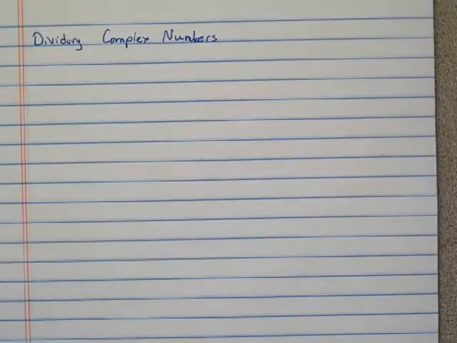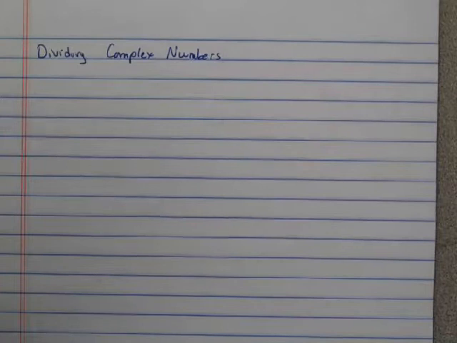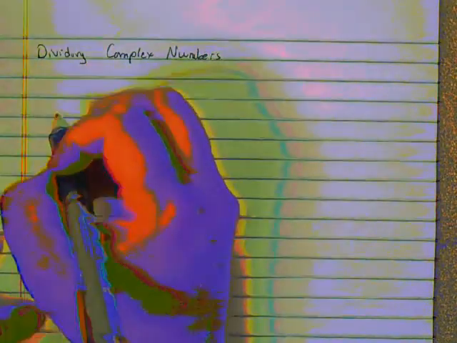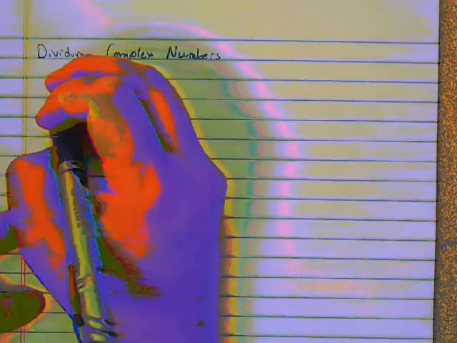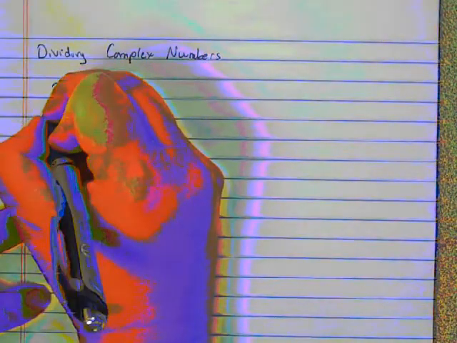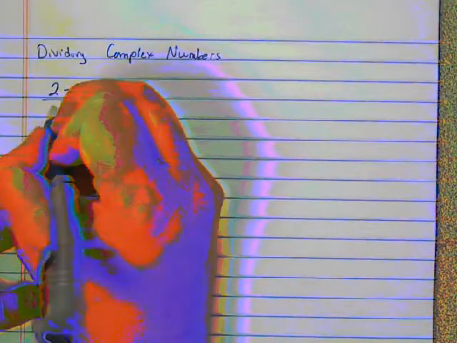So let's talk about how to divide complex numbers. Let's do this example. Let's divide 2 minus 7i by 1 plus i.